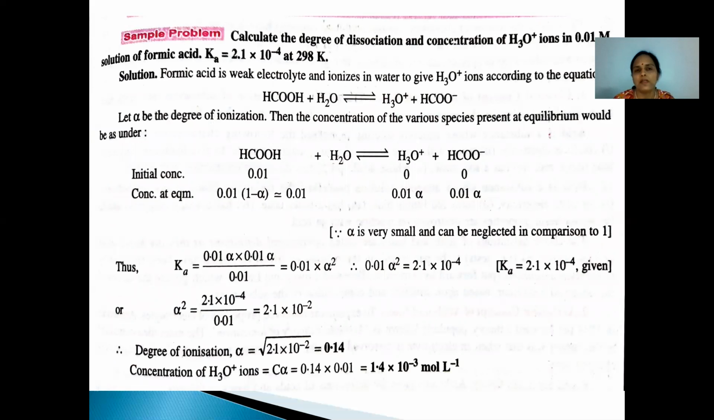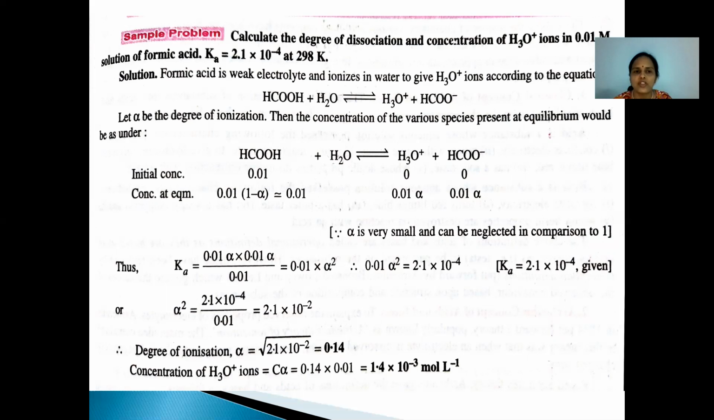Look at this problem and see the solution of it. Question is: calculate the degree of dissociation and concentration of H3O plus ions in 0.01 molar solution of formic acid. Ka given here is 2.1 into 10 raised to minus 4 at 298 Kelvin. So here you see formic acid HCOOH plus H2O gives H3O plus and HCOO minus. This is the dissociation reaction that takes place when it is ionized in water.